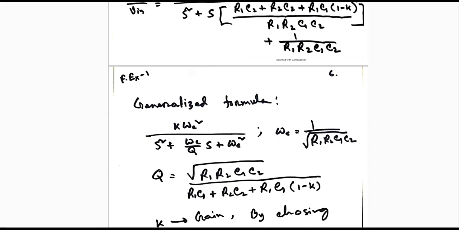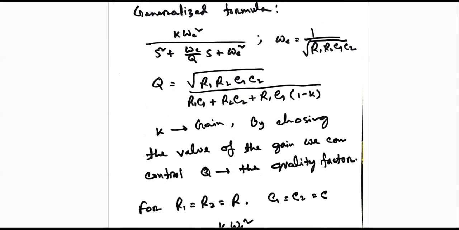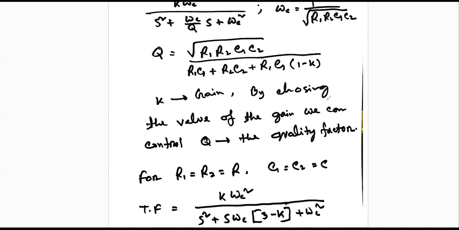So that is the cutoff frequency. What about the value of Q? Comparing these two equations, we found that Q is equal to root of R1 R2 C1 C2 over R1 C1 plus R2 C2 plus R1 C1 into 1 minus K. So that is the value of Q, where K is the gain. By choosing the value of the gain, we can control the value of Q. That is the important part.